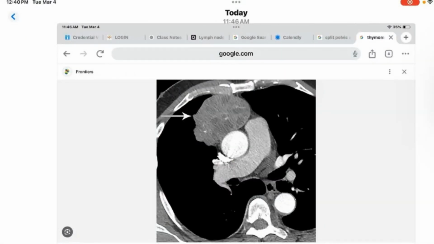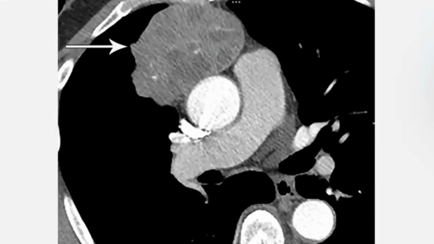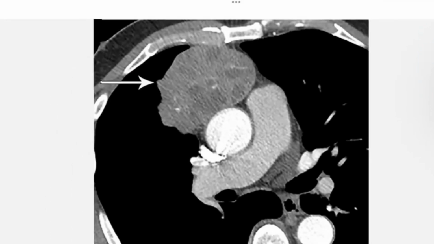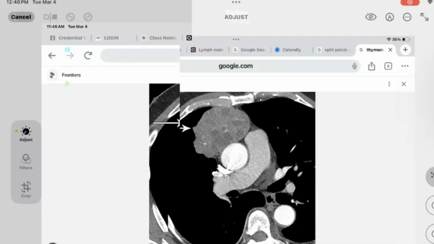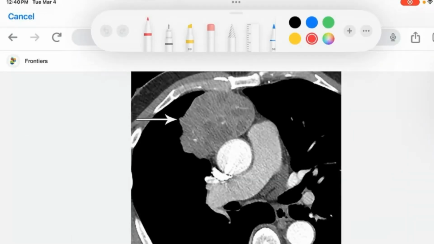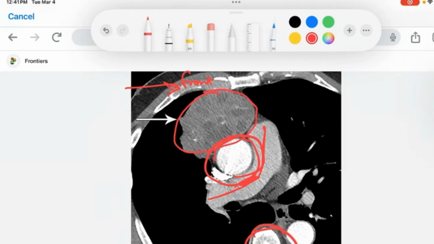Yeah. So you can see this. This is the front of the chest. This is the back. As you can see, the vertebra is here. This is part of the esophagus. This is part of the great vessels here. Then your heart is around there. Then there's a mass here.